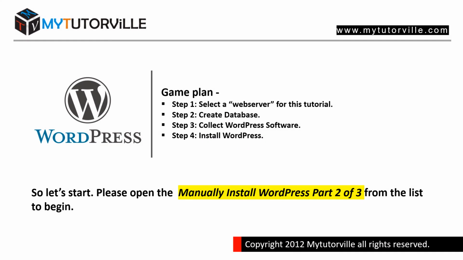So this is our plan. First, we will select a web server. Then we will create a database. And then we will collect the WordPress software or application. And finally, we will install WordPress. To begin, please select the next tutorial, Manually Install WordPress, part 2 of 3, from the list.